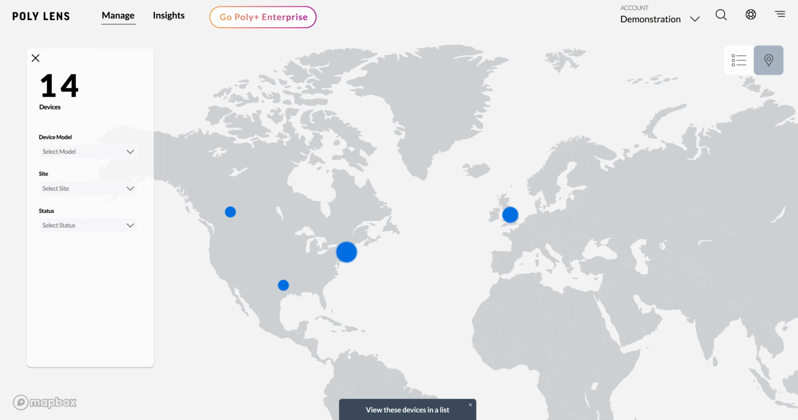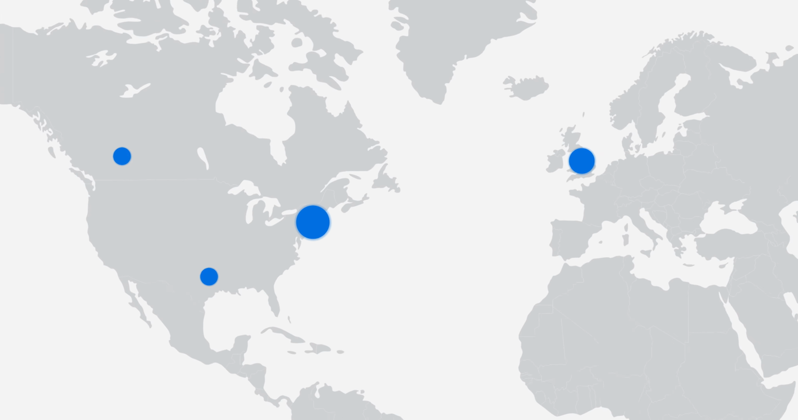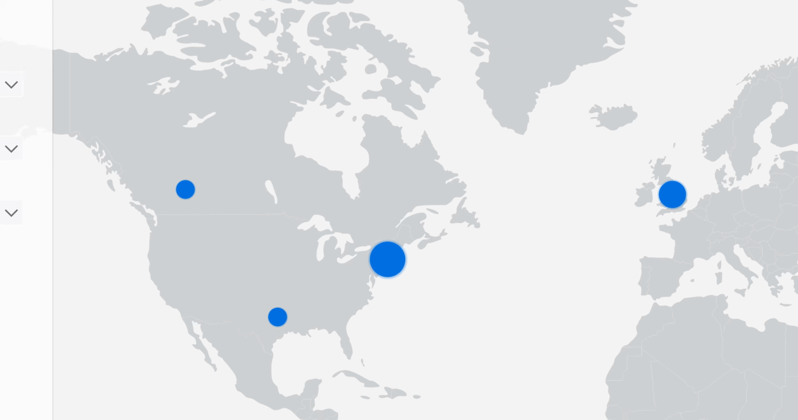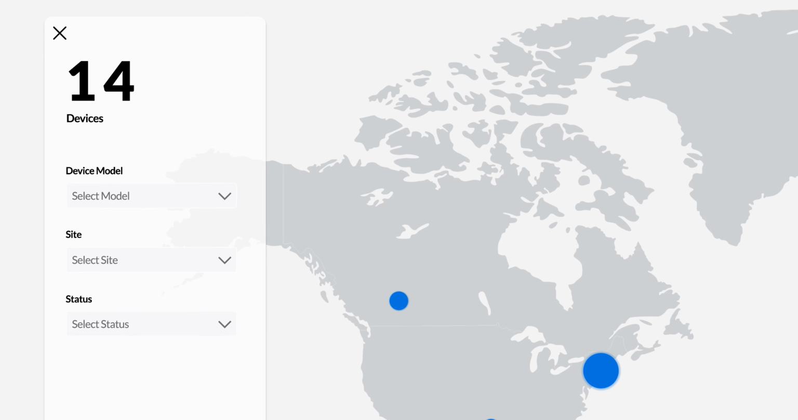The map view allows you to view all the devices in your account by location. This view uses a standard display of a blue circle for location, and the size of the circle represents the number of devices at that location. You can focus on certain devices by using the GeoFilter.